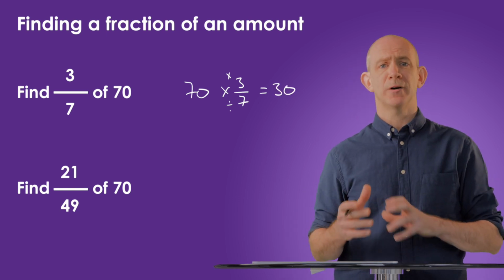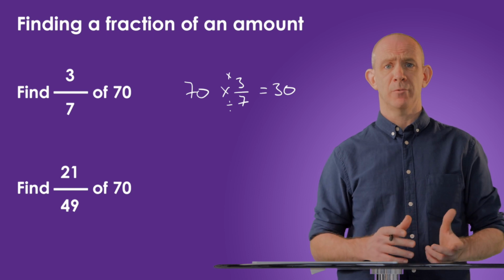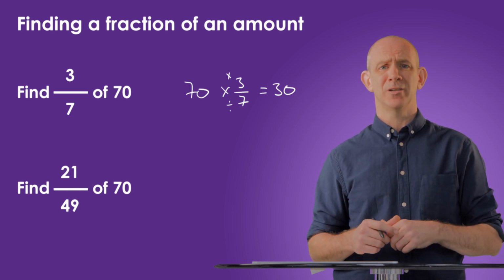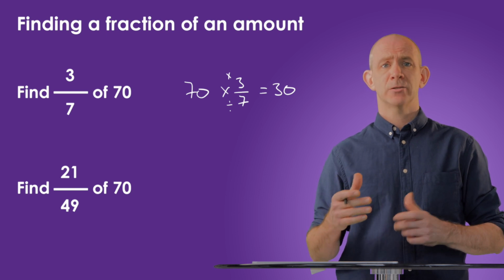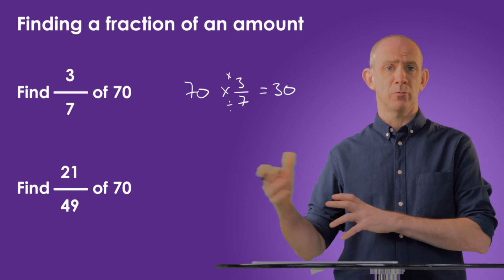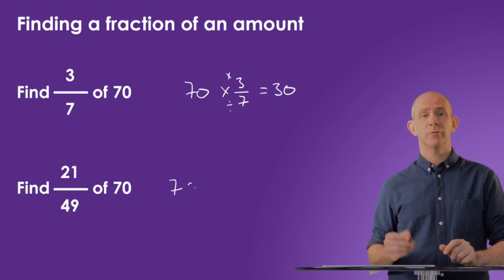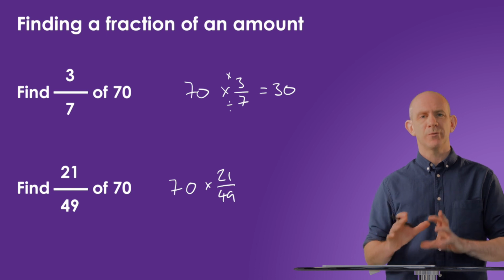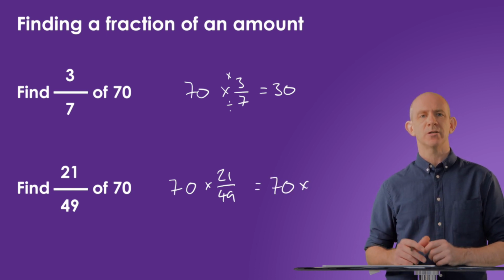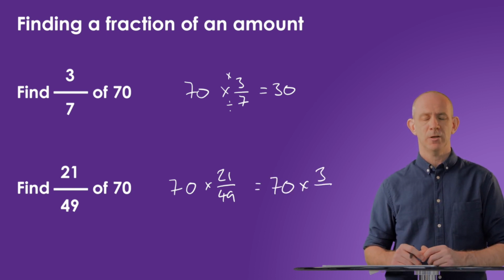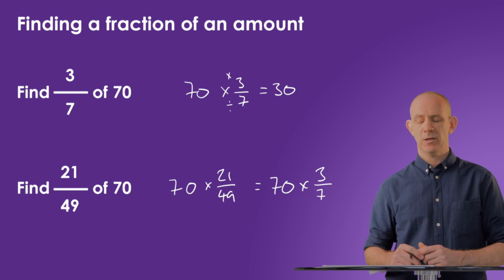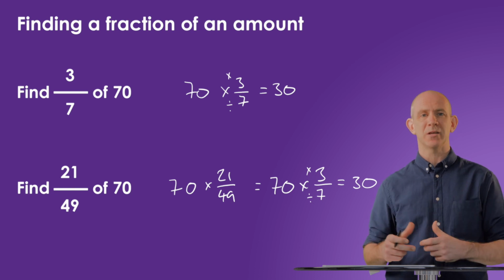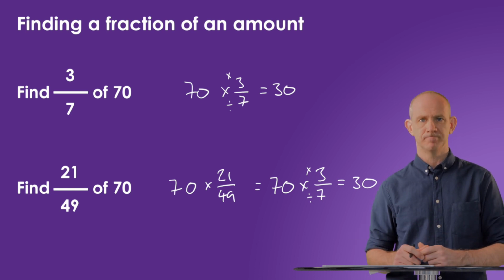But what about if we're trying to find an unsimplified fraction of a number, as we're trying to do here? Here we're trying to find 21 over 49 of 70. So that's going to be 70 times 21 over 49. What we want to do is simplify that fraction first. We can see that 7 goes into both 21 and 49, so we can divide both top and bottom by 7, and we end up with 3 over 7. From the calculation above, we can see that this will then equal 30.